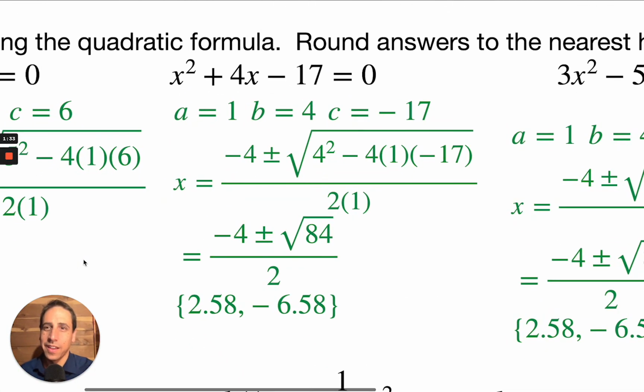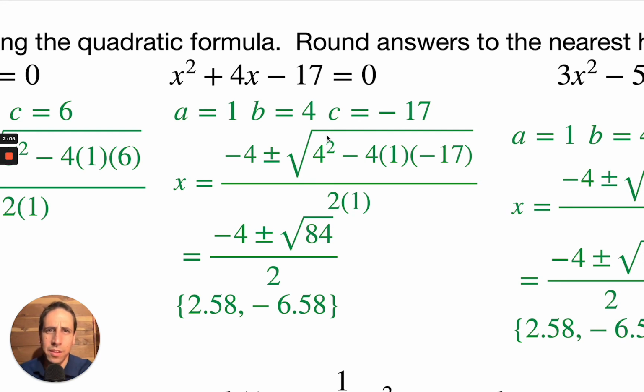Here, x squared, let's see, a is 1, b is 4, c is negative 17. And so x equals negative b plus or minus the square root of b squared minus 4ac all over 2a. Plug them all in, you get negative 4 plus or minus the square root. Let's see, this would be 16 minus a negative that turns into plus a positive. Plus 4 times 17 is 68, so 16 plus 68 is the square root of 84.